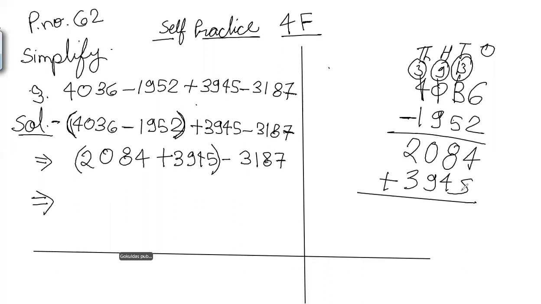4 plus 5 is 9. 8 plus 4 is 12. 2 in result part, 1 is carry forward. Now solve hundreds column. 1 plus 9 is 10. So 0 in result and 1 is carry forward. Now add thousands column. 1 plus 2 plus 3 is 6. So after adding, we got 6, 0, 2, 9. Now this 6029 is the solution of this bracket.